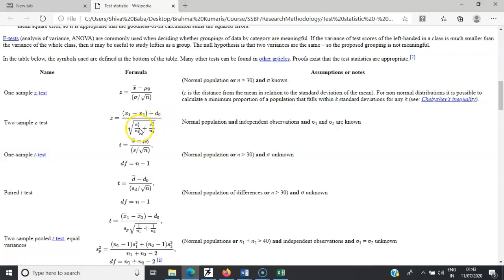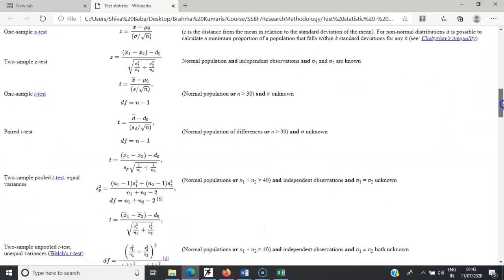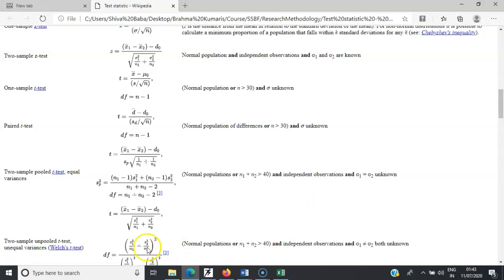So in the case where I do not get sigma 1 and sigma 2, then I can take the sample standard deviation to do this. Can you see, this is the t-test? So the t-test is used when the population standard deviation is not available, then through the sample standard deviation you can go about the t-test.